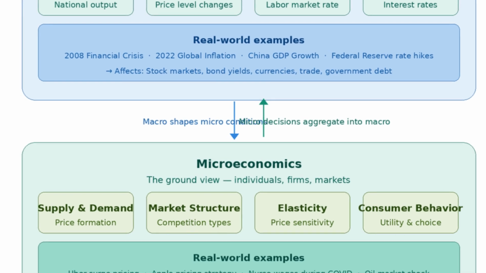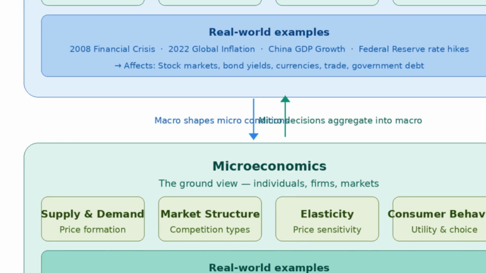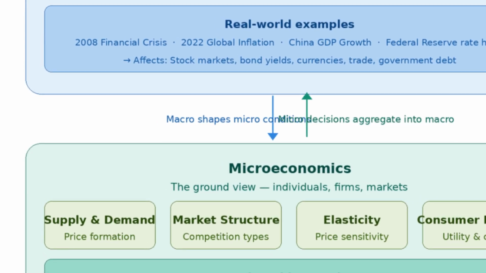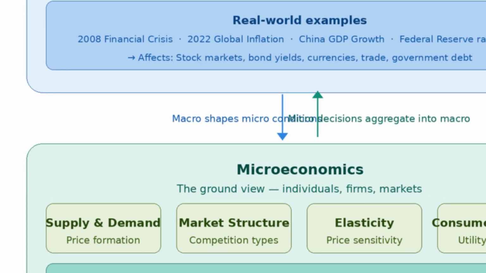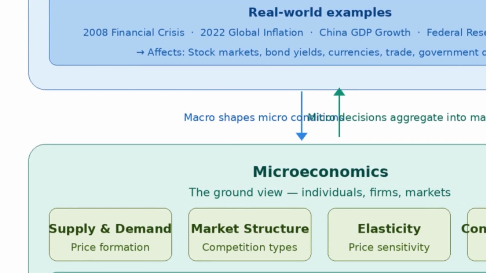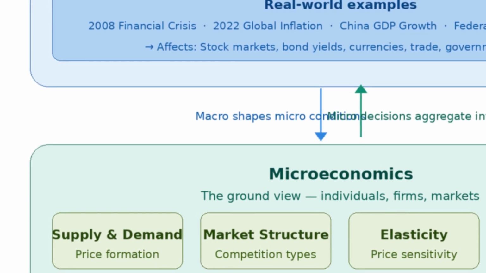Why do gas prices shoot up when there's a war thousands of miles away? Why does a single shop owner's pricing decision mean almost nothing to the national economy? Yet millions of those decisions together change everything. The answer lives inside two powerful branches of economics: macroeconomics and microeconomics.